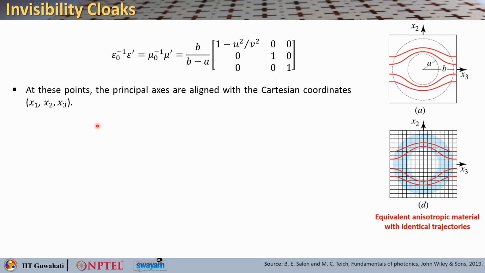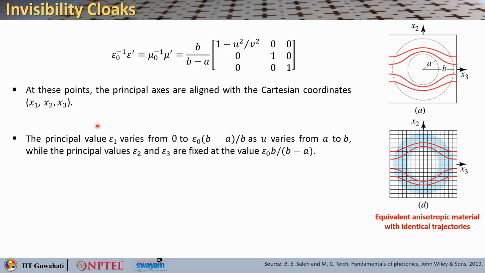Now at these points the principal axes are aligned with the Cartesian coordinates x1, x2 and x3, as you can see. Now the principal value of epsilon 1 will vary from 0 to epsilon naught b minus a by b, as your u will vary from a to b. While the principal values epsilon 2 and epsilon 3 will remain fixed, because they will be simply epsilon naught b divided by b minus a. And the same thing will also apply for mu.